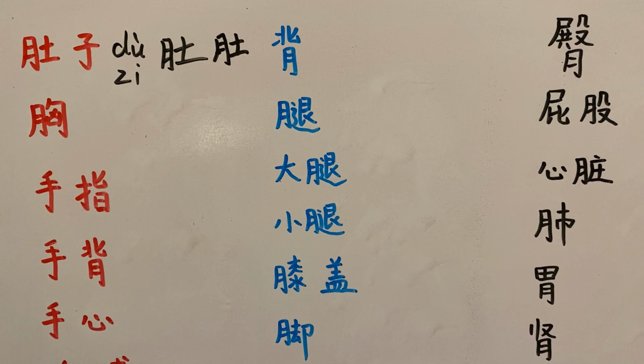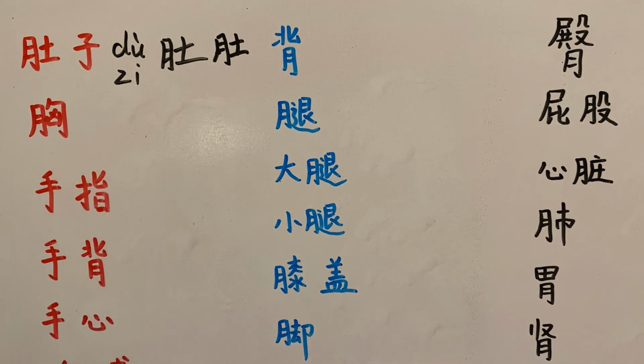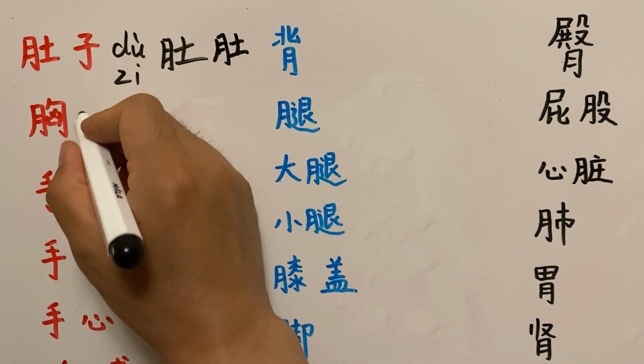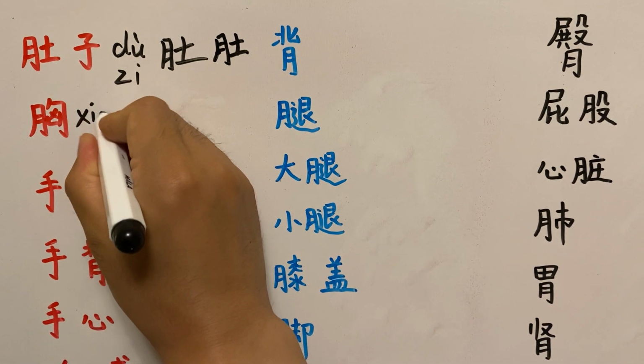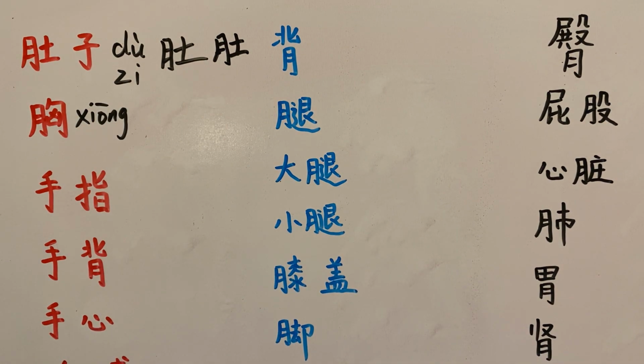Okay, the next one, 胸. Men have 胸, right? This is the Chinese pinyin. 胸, chest. Chest, but women have breast, right? So this character has two meanings. 胸, we say chest.